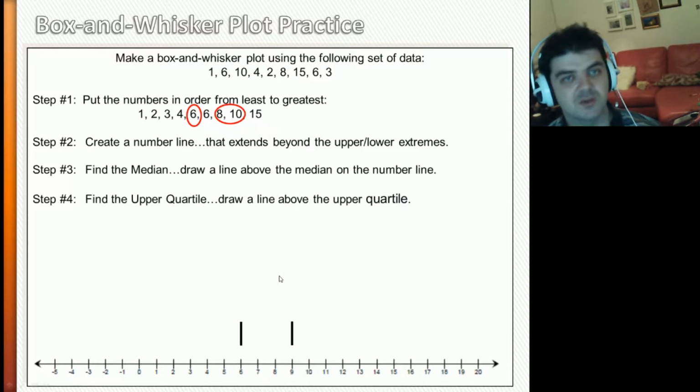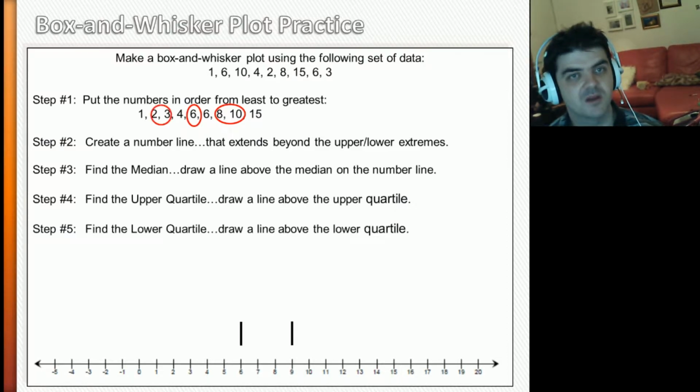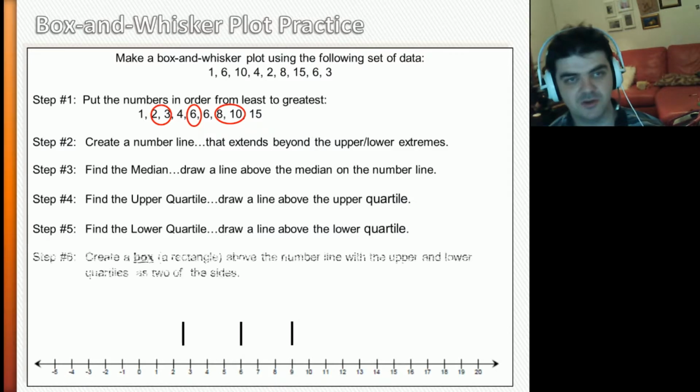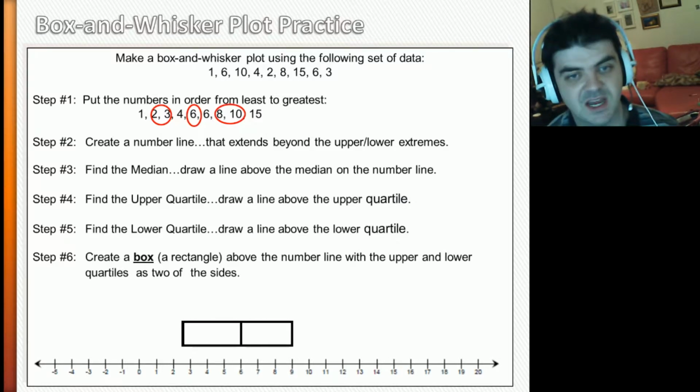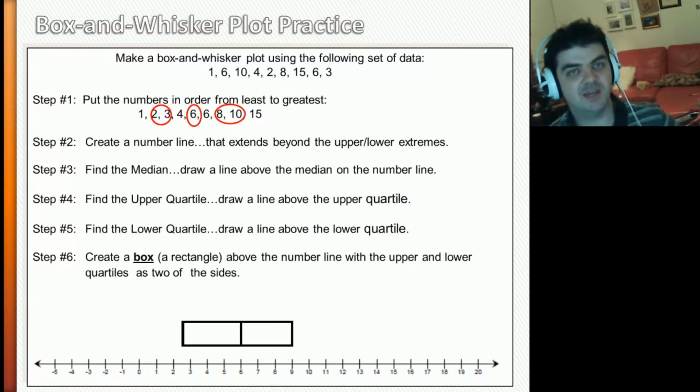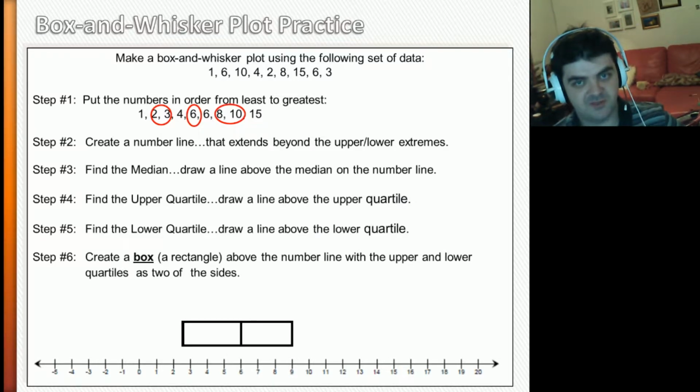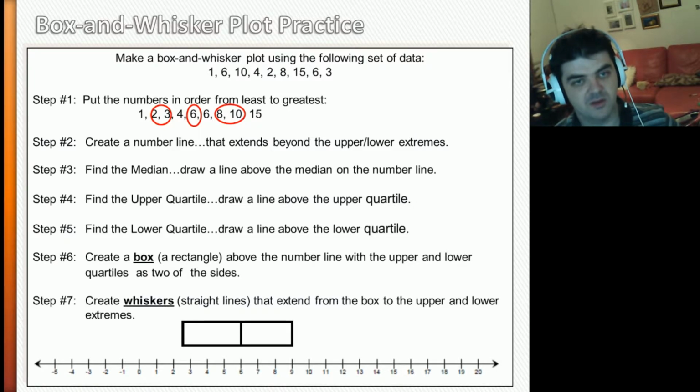Similarly for the lower quartile, we're going to have 2 values in the middle there: 2 and 3. Halfway between 2 and 3 is 2.5, and we put our line in like so. Then we put a rectangle above the number line with the upper and lower quartiles as the sides, so it looks like that. And then we'll put in our upper value, which is 15, and our lower value, which is 1. These are called the whiskers.